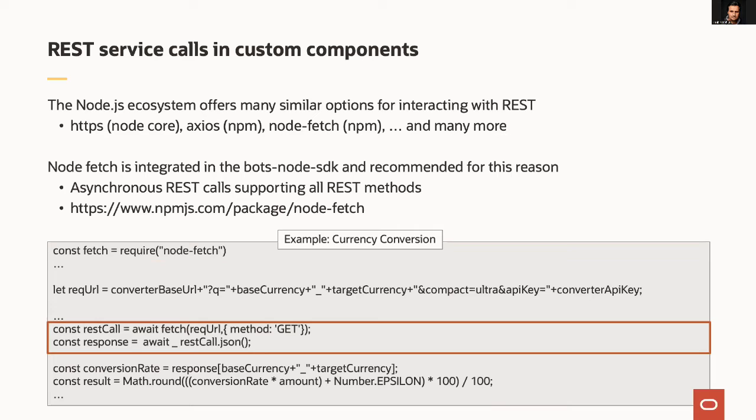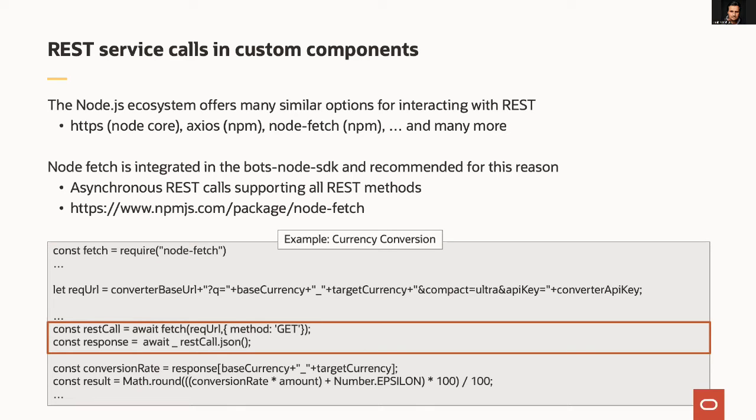Then I have the query string where the base currency will be passed from the dialog flow. Same for the target currency. I just compose that URL. And then in the end, what I do is I just say await fetch. So fetch, just to remind you, fetch is the handle to node fetch. And then you pass the URL and along with the method. If that was a post call, you probably would have additional parameters to pass, the payload that you want to send, as well as the headers that you want to send.